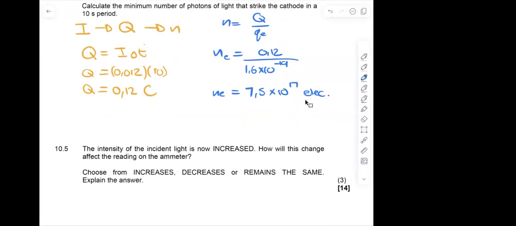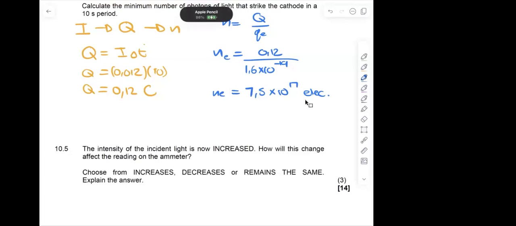Sunny is like ahead of the game. Sunny has already answered the question. Let's see how everyone else is doing. So the intensity of the light is now increased. How will this change the reading on the ammeter? Right, simply increases, decreases, or remains the same. Thanks, Peluso. Thanks, Rosina. Thanks, Denyuko.